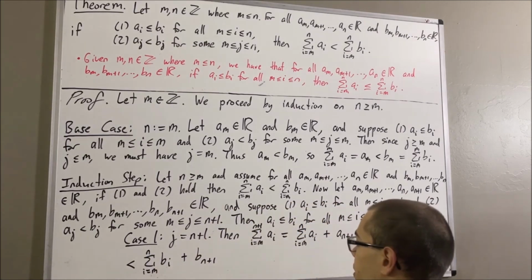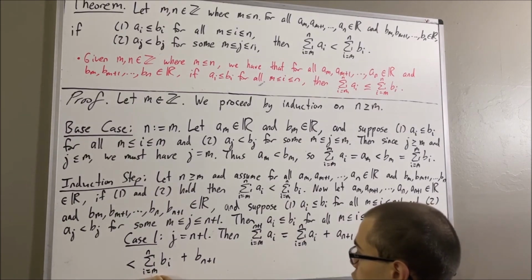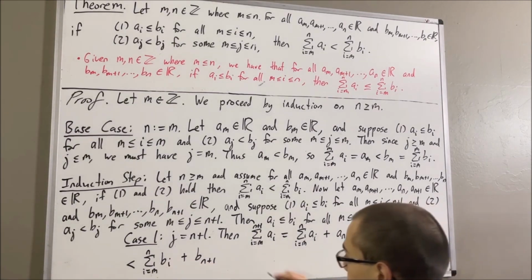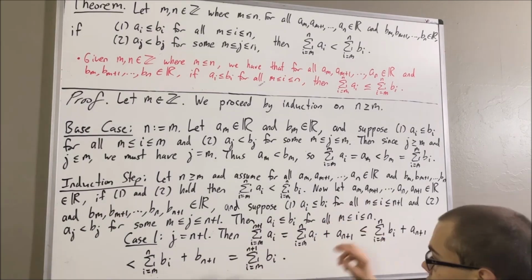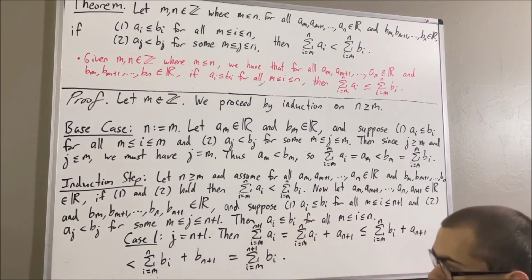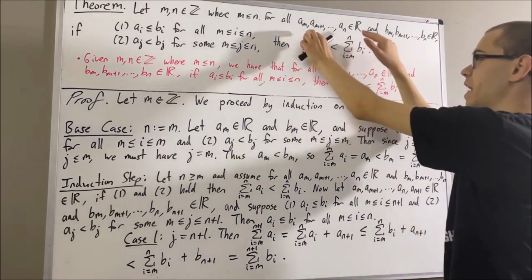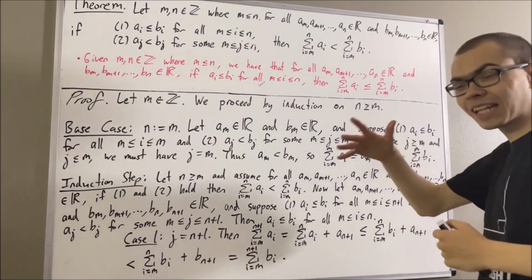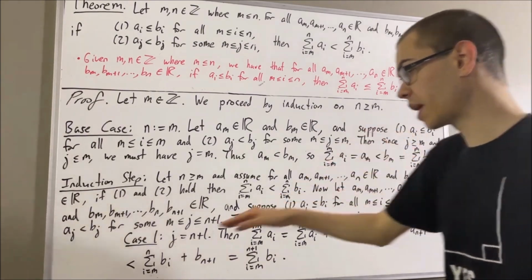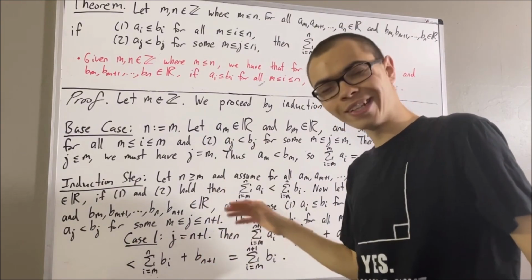this. But then, we know that adding these two together gives us the sum from i equals m to n plus 1 of bi. So as you can see, this is strictly less than this. Which means we have shown that this is true, where instead of n, we have n plus 1. And that's exactly what we wanted to show. So this completes case 1. Now let's move on to case 2, where j is strictly less than n plus 1.